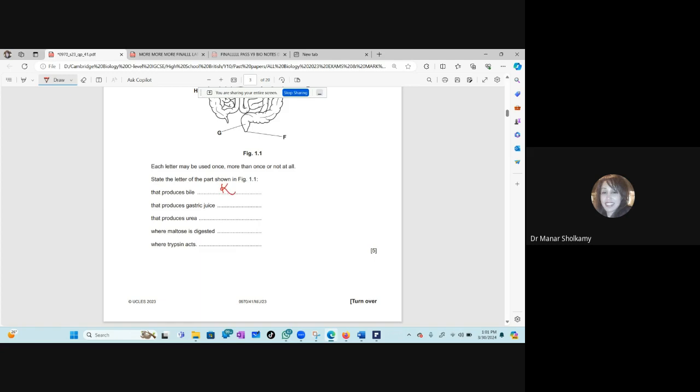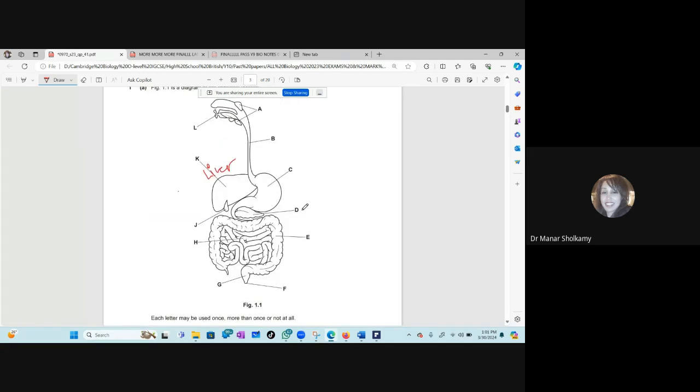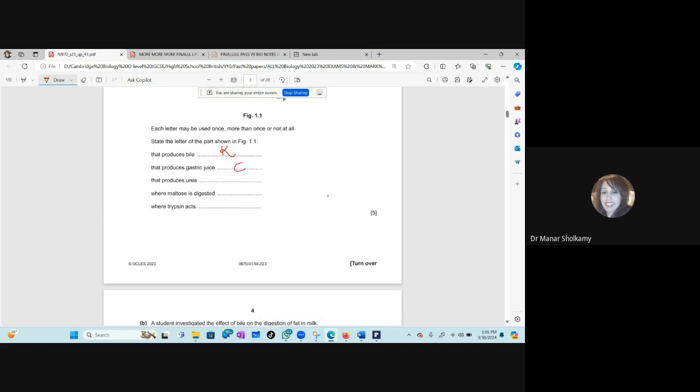So that produces bile. This is K. What part produces gastric juice? What is gastric juice? Gastric means stomach. Stomach, okay? So where will the gastric juices be? C. C, okay? Good. So gastric juice is C. And which part produces urea? Produces urea, not excretes urea. Liver. Very good, liver, which is also K.